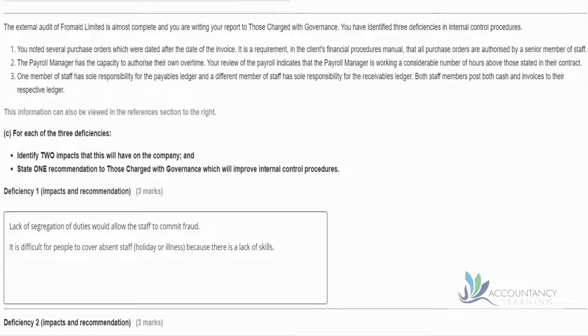But another problem will be that if someone's on holiday or ill, so if there's any staff absence, then the person who deals with payables won't be able to help with receivables because they have no experience in that area, do they? So it'd be difficult for people to cover each other when there is any staff absence. So our recommendation would be that they need to rearrange their tasks so that no single person is responsible for a whole process.